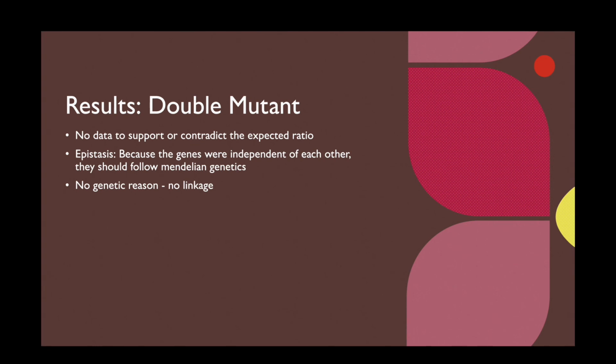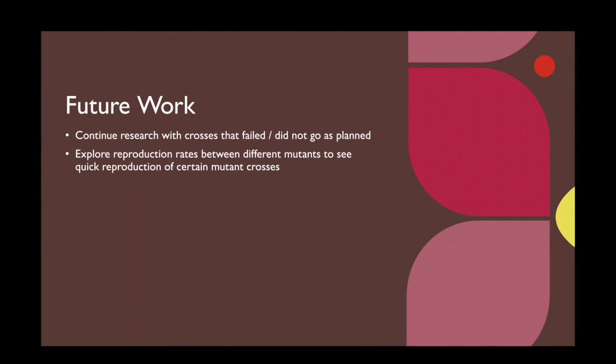Since none of our crosses had worked successfully, we were not able to retrieve any F2 data because none of our flies had gotten to that point. So for future work, we would love to continue research with crosses that failed during experimentation or didn't go as planned. And we would also like to explore reproduction rates between different types of mutants to explore quick or slow reproduction rates of certain mutant crosses.